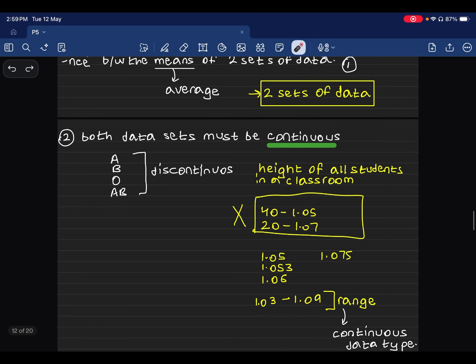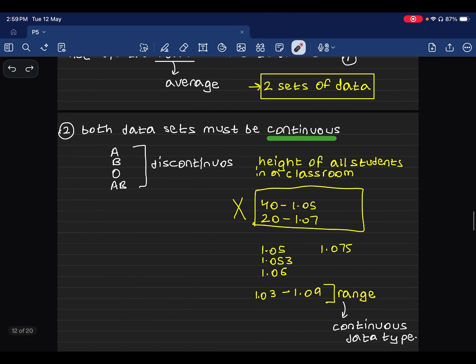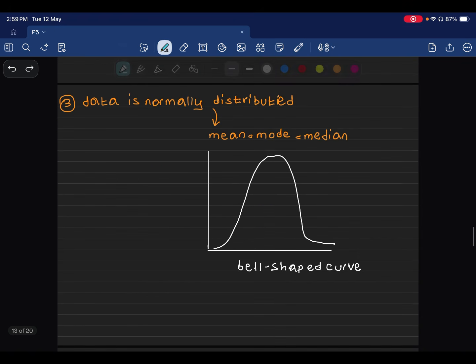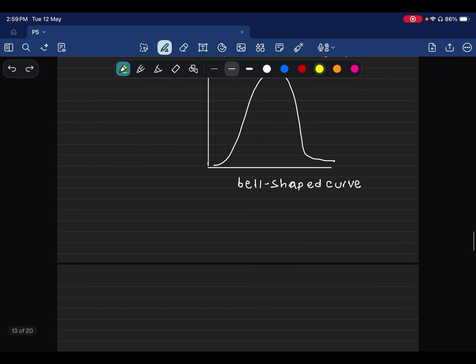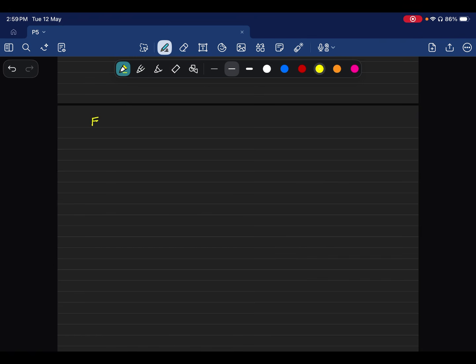So, in other words, you could say that if condition number three is true, if the data is normally distributed, it automatically means that the data is going to be continuous. You don't have to separately go looking for that second condition if you find the mean, mode, and median equal to each other. All right. Now then, let's take a look at an example of using the t-test.